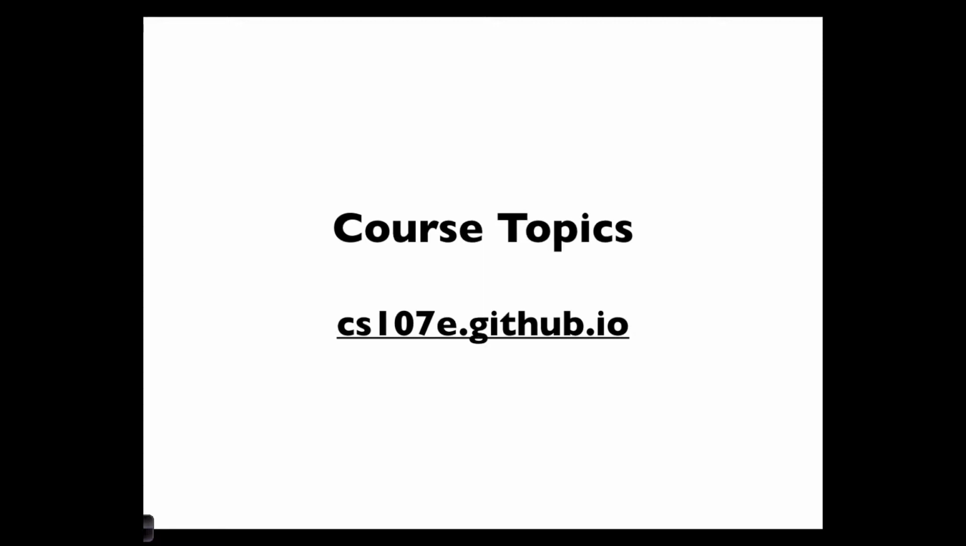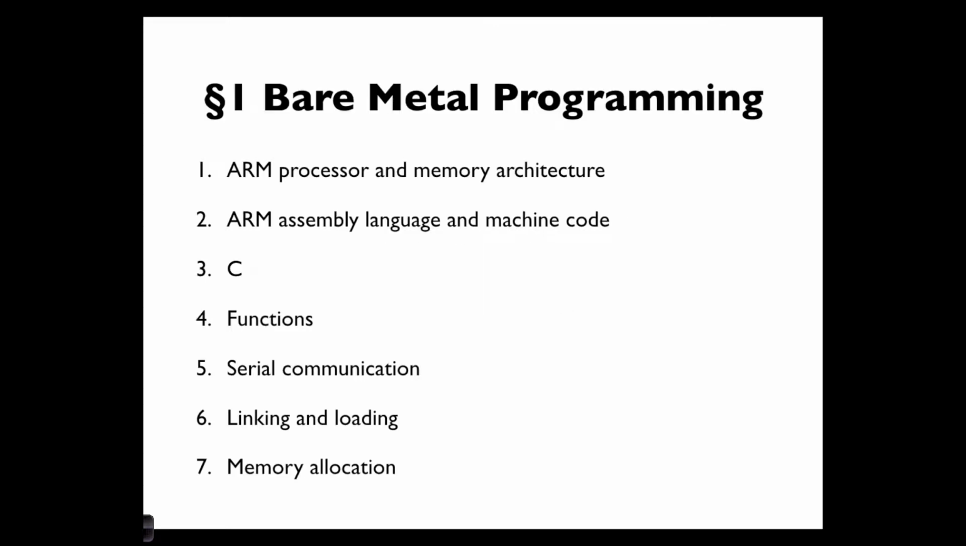But that's it. Here's where you go to find the information about the course: cs107e.github.io. Okay, and don't bother going there right now, but you can write that down. You can go there later. Here's the topics. I'm going to go over this relatively quickly.